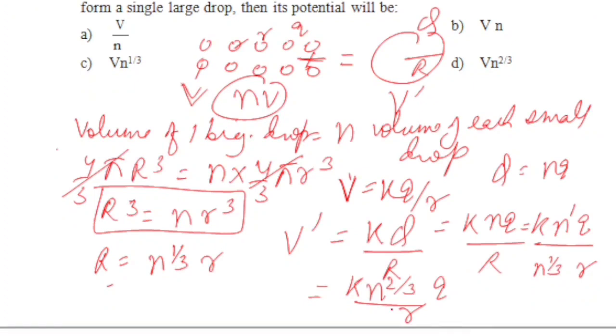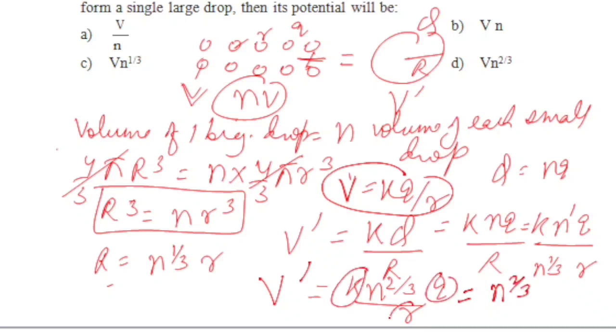It means new potential V dash is how much? This kq by r is potential of a smaller drop. So you can write here n to the power 2 by 3, and this kq by r is potential of a small drop, it is V. It means potential of bigger drop becomes n to the power 2 by 3 V. Which option is correct? Yes, D option is correct. V n to the power 2 by 3.